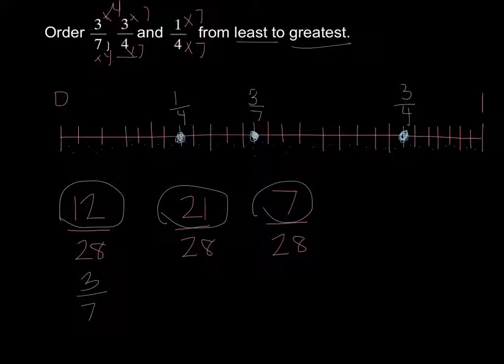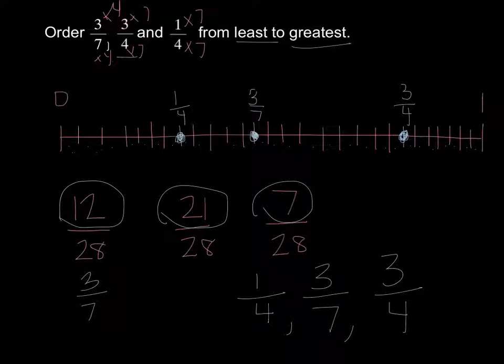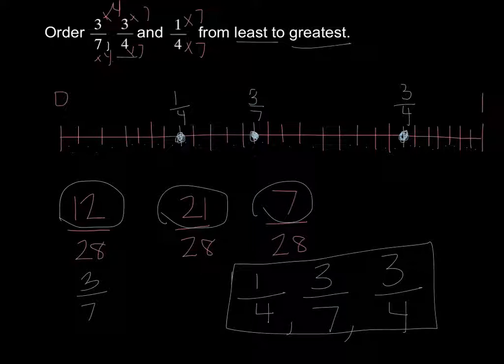So if we order them from least to greatest, make sure you read that carefully. I still have kids doing it backwards. Least to greatest is what my directions say. So we would do 1/4, 3/7, and 3/4 from least to greatest. And again, we could just look at our converted fractions. We could see that 7 is the smallest. Then it would be the 12, then the 21, which would be 1/4, 3/7, 3/4.